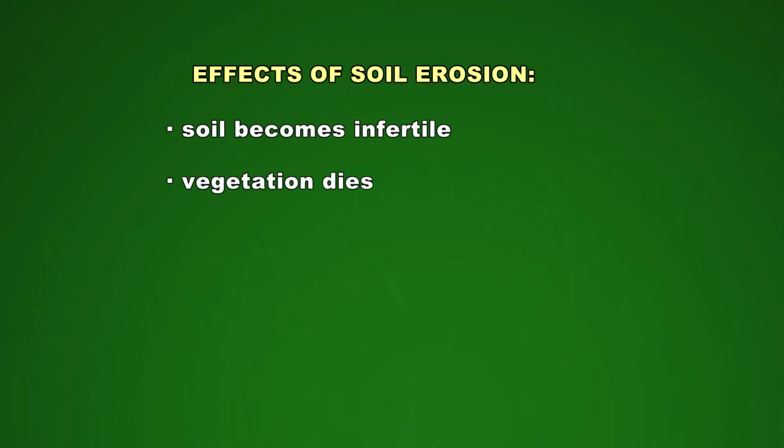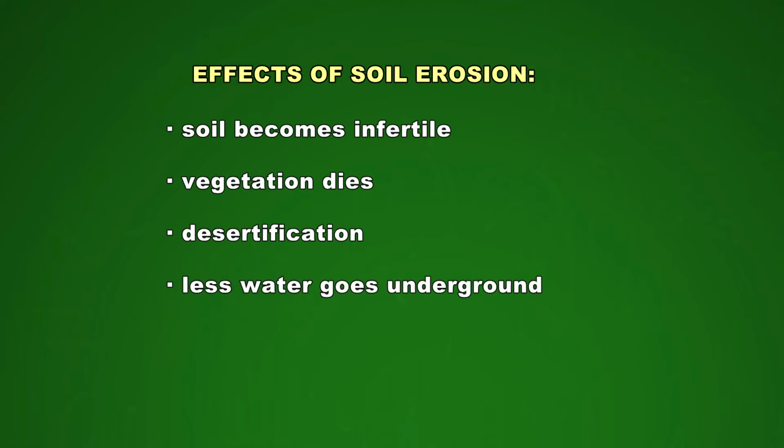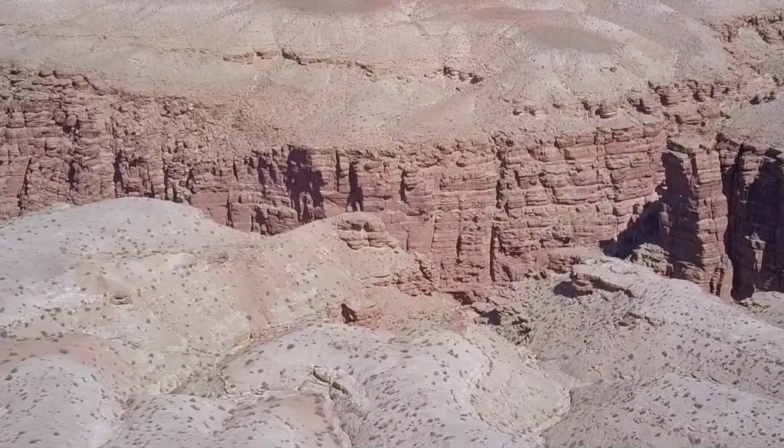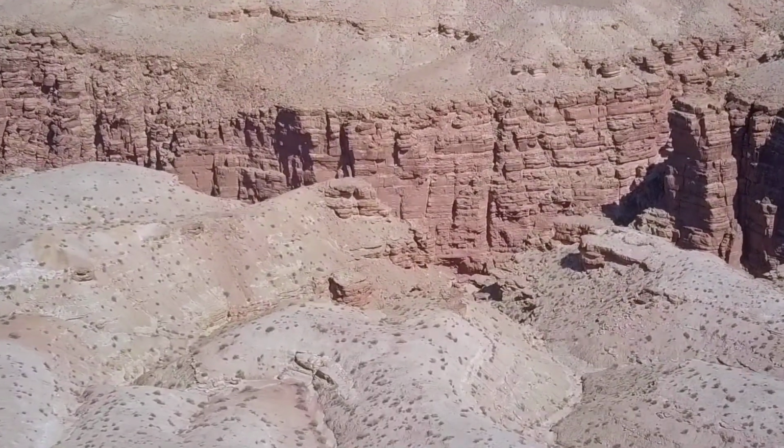Vegetation dies, and the land eventually becomes a desert. This process is called desertification. Because the topsoil is washed away, water does not sink into the soil. This means that less and less water goes underground to replenish the underground water source. Eventually, boreholes dry up. We can see that it is important to control and prevent soil erosion.